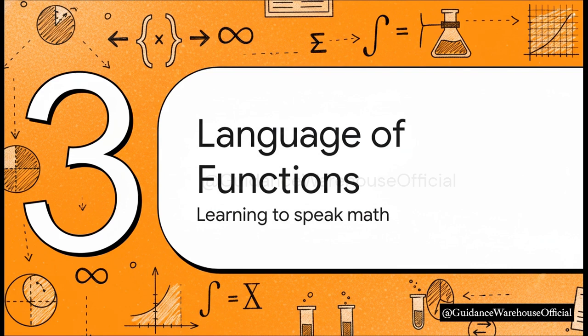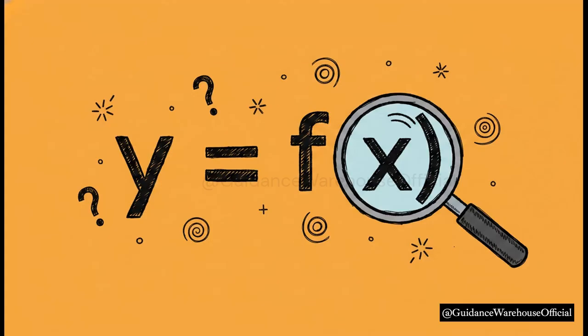We need to learn the notation. And don't worry, it's really just a universal shorthand that mathematicians and scientists use so they can talk about these relationships without writing out a whole paragraph every time. You're going to see this all the time. Y equals f of x. Now I know, it might look a little intimidating at first, but let's break it down.